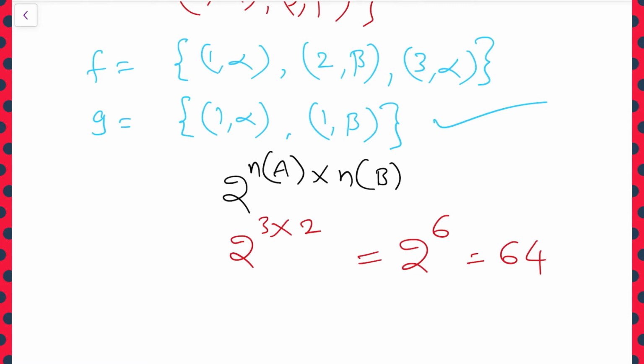Next, we will have some other examples again on page number 4. Let's have a look at those examples. Now I think from here onwards the examples will be completely related to functions.